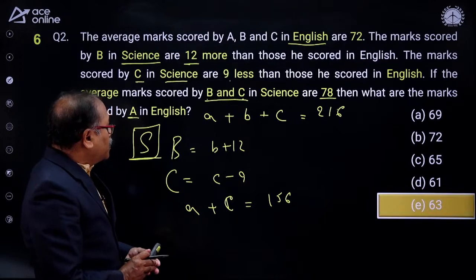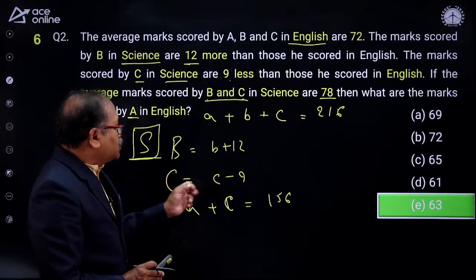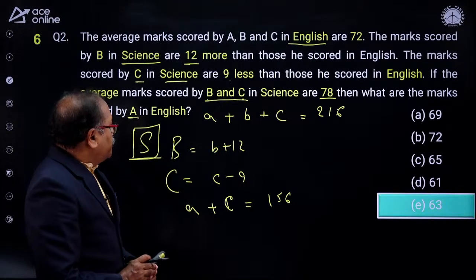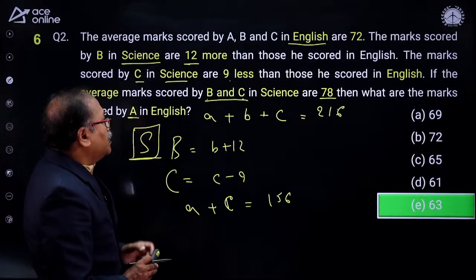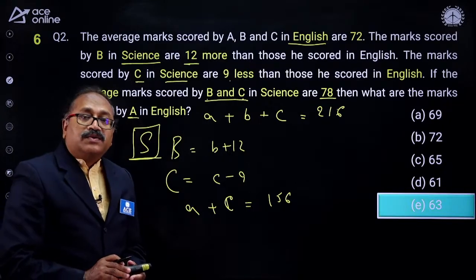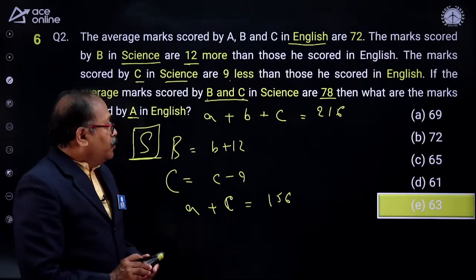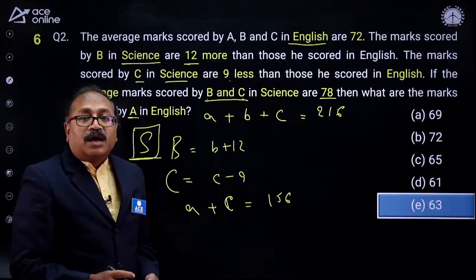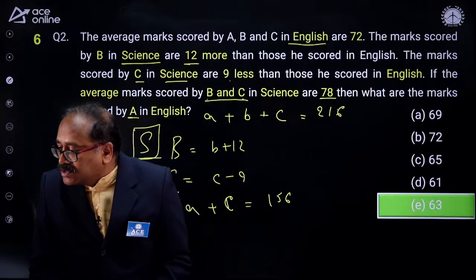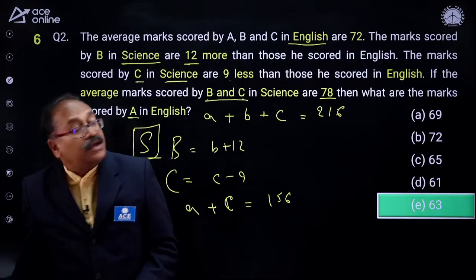So this is B plus 12 and C minus 9. It is there. So what can I find out? So what is the A value here? That is what I need to find out. Now can we find it out here? I will just see if anyone answers the question.